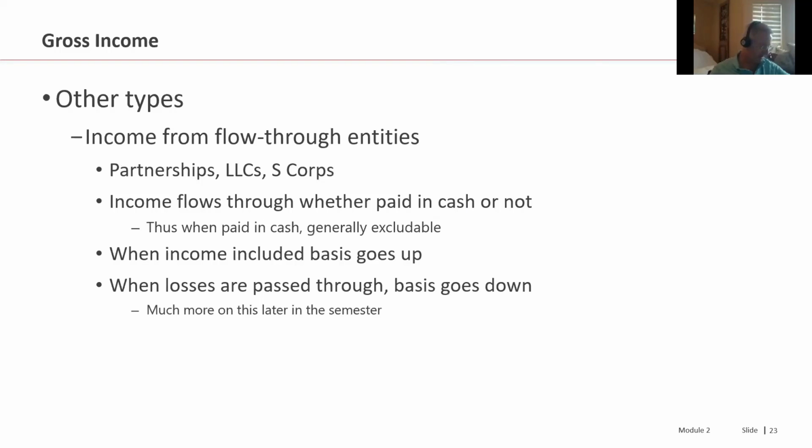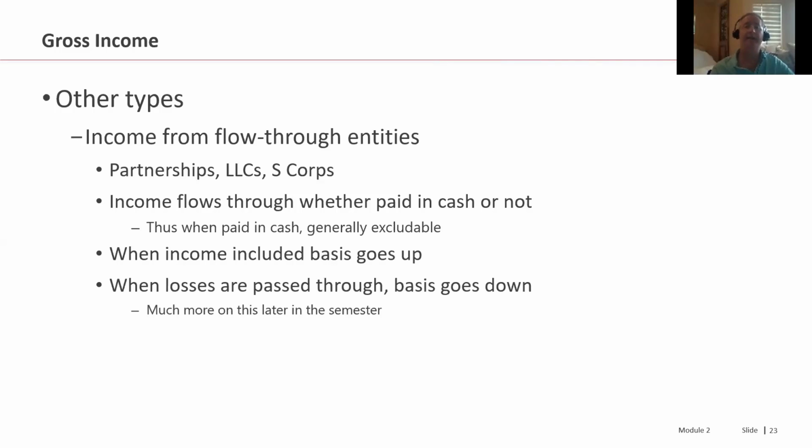Okay. So other types of income that we might see, and we cover these in dribs and drabs until we get to these chapters, but you might have income from flow-through entities. So for example, if you're an investor in a partnership or an LLC or an S-Corp, those are all flow-through entities. And the income flows through from those entities, whether it's actually distributed to the taxpayer in cash or not. And as a result, when it is paid in cash, it's generally excludable because you don't have to double count that income.